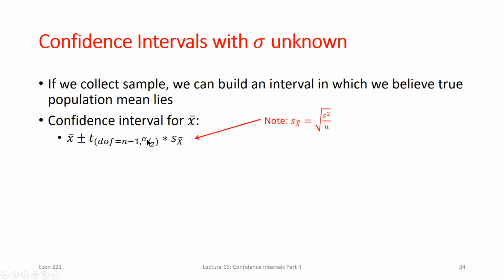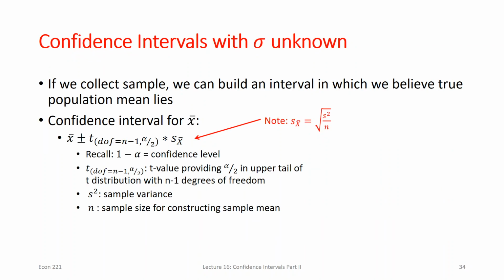Now we still divide alpha over 2 because alpha is the area outside of our confidence interval. So we want half of it, on each side. But everything else shouldn't be too bad. And we already know all these other components. So let's see if we can.